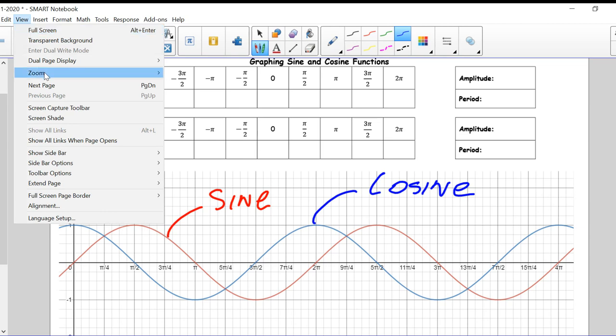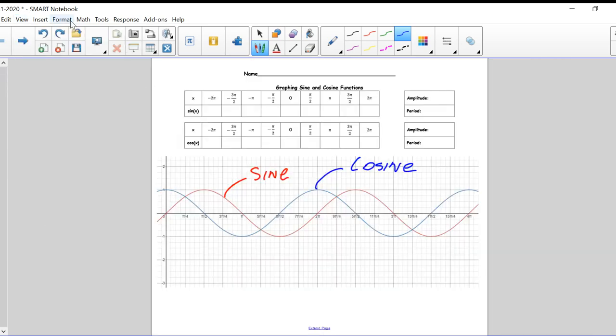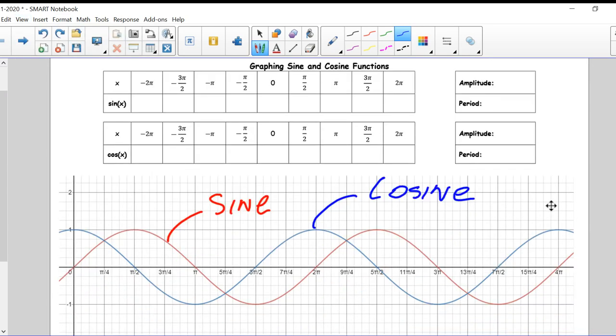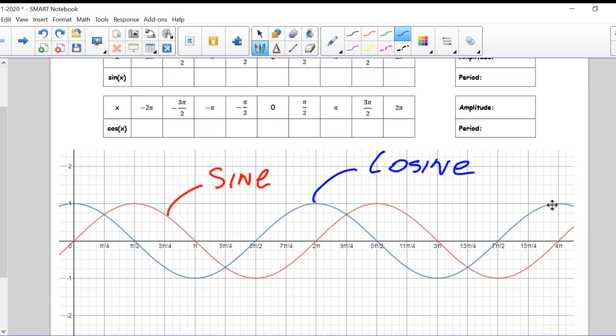Let's see, view, zoom to maybe 120. Oh, that's making it smaller, Mr. Count. Let's try that again. Well, looks like it was already as big as I could make it. Okay, so there's your function. What is the amplitude of that function?